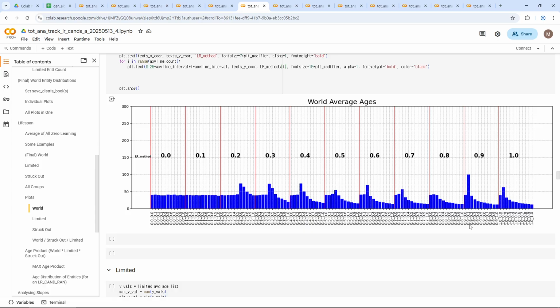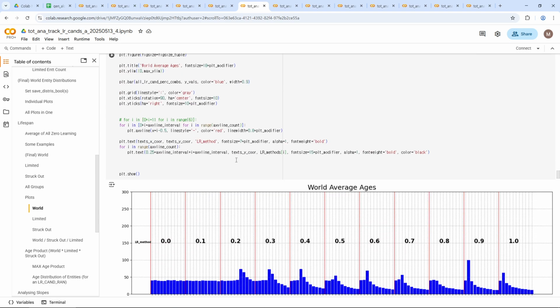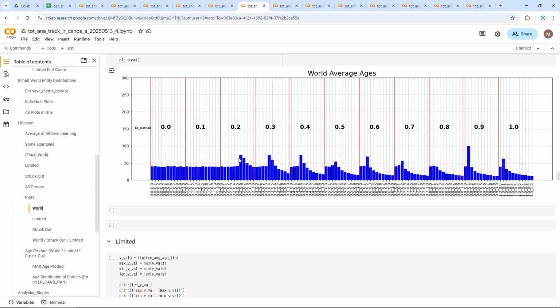When the learn rate is at 0.9, so 90%, and the candidate percentage is at 0.1, meaning 10%, we have the average lifespan for world entities at 99.89, so almost 100 generations. That's interesting. I don't know why that would happen. I don't know why it happens and then it just falters down.